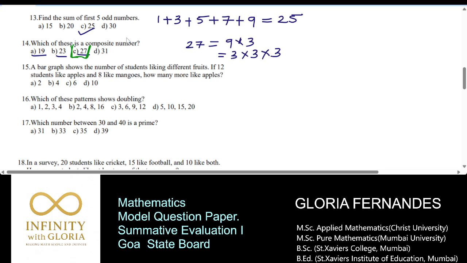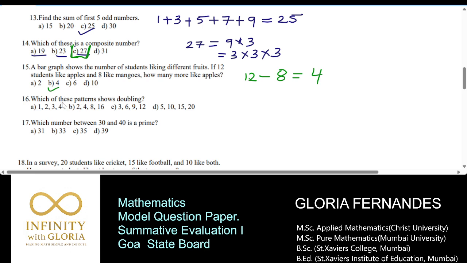Okay. Now next is, a bar graph shows the number of students liking different fruits. If 12 students like apple and 8 like mangoes, how many more like apple? Right? So you have to just compare. 12 students like apple and 8 like mango. So how many more students like apple if you compare both of them? So 12 minus 8, that is 4. So your answer is 4.